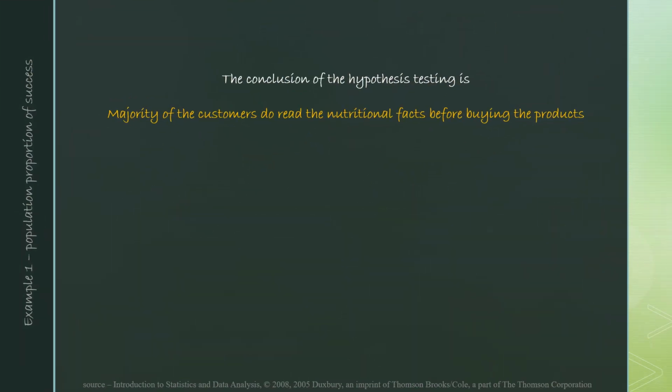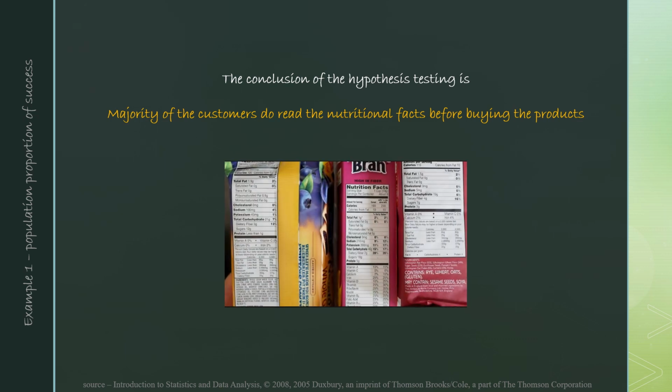The conclusion of the hypothesis testing is that the majority of the customers do read the nutritional facts before buying the products. That concludes example 1 on hypothesis testing involving a decision on population proportion of success. Let's take example 2 that deals with a decision concerning a population mean.